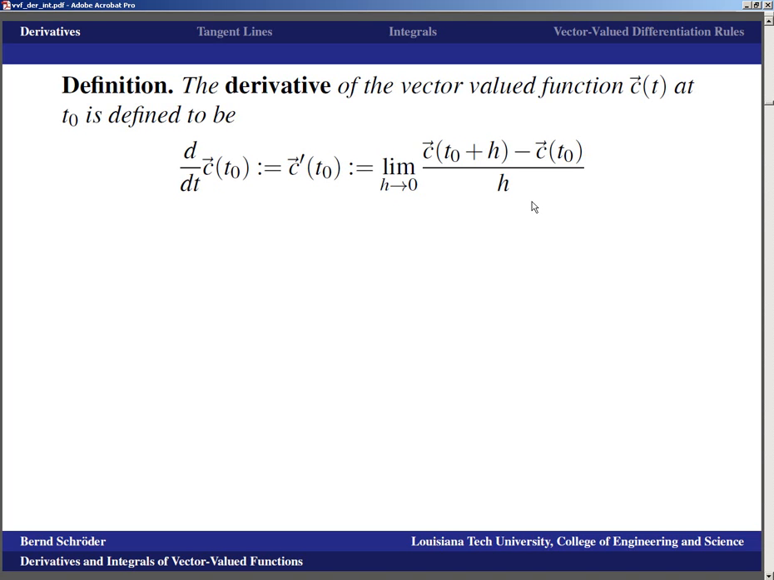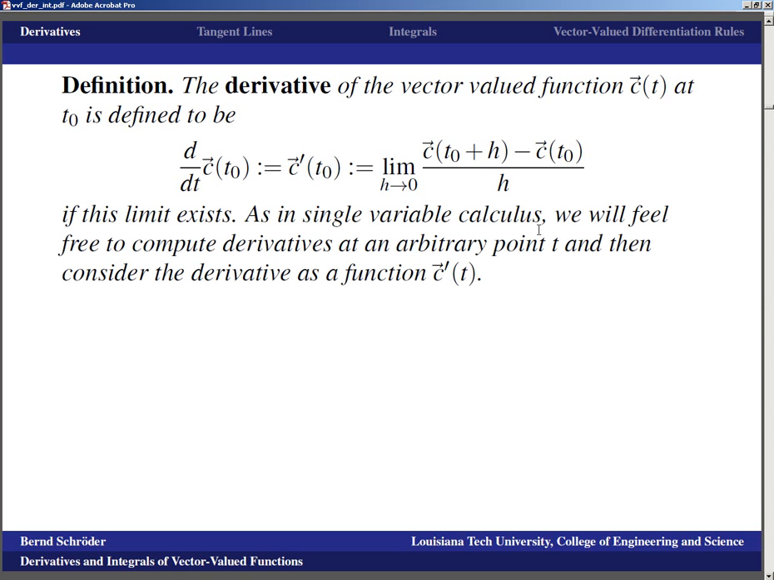Well, difference quotients were no fun to work with in one variable. They're certainly not going to become any easier when we're looking at functions that take on vectors as values, but we will very quickly go back to differentiation rules. And certainly it's defined like that only if the limit exists.